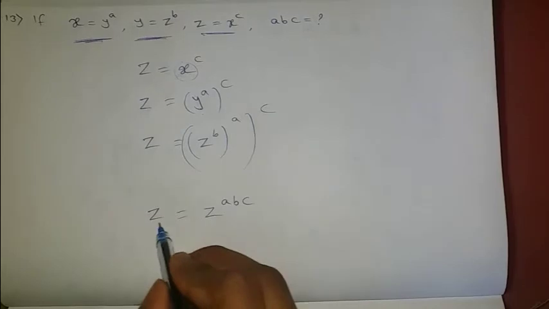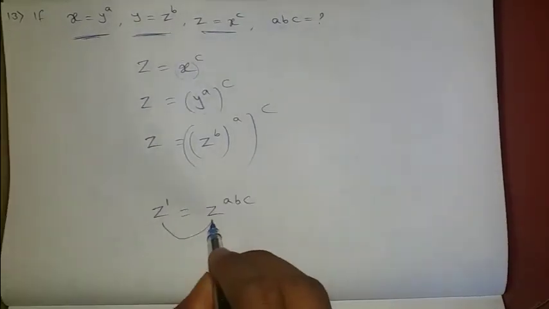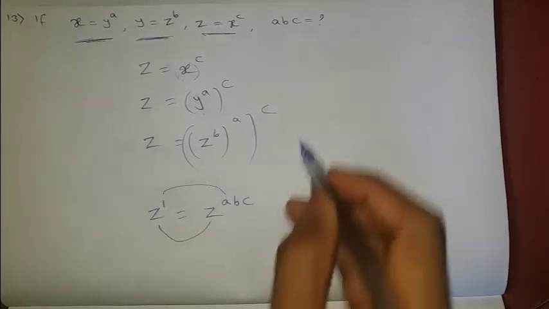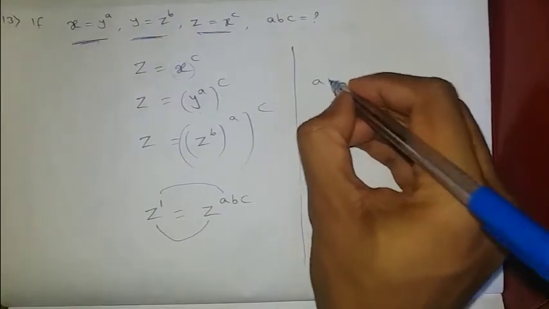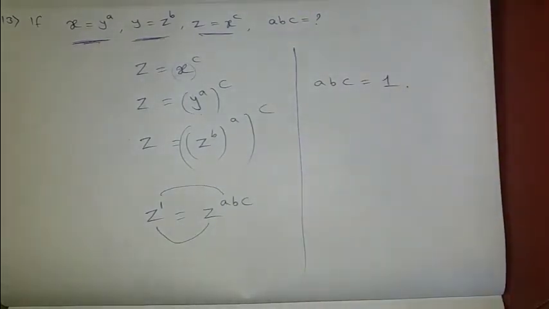Next, here z can be written as z power 1. Both the bases are equal, so powers are also equal. So a into b into c value is 1.